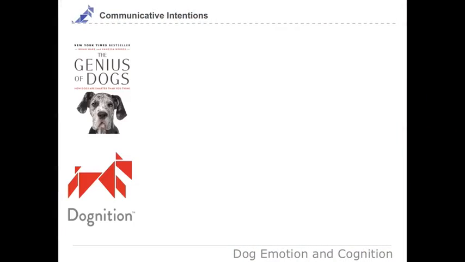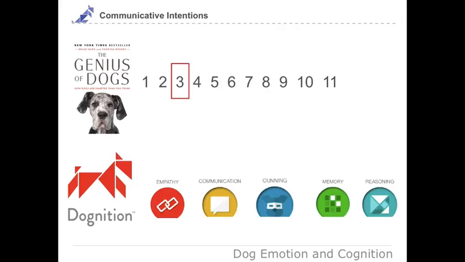So for this lecture, chapter 3 is going to be the most important for you to read. That's where everything I talk about in this lecture is detailed, the story of how that set of discoveries was made about dogs potentially understanding people's communicative intentions.